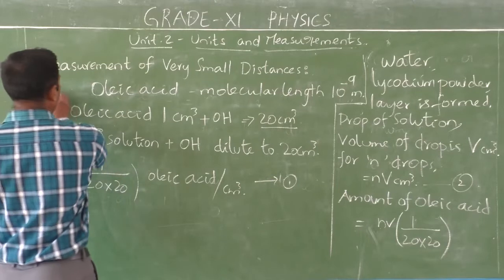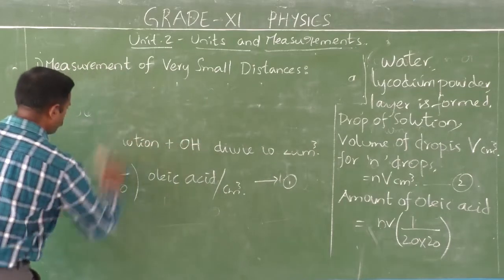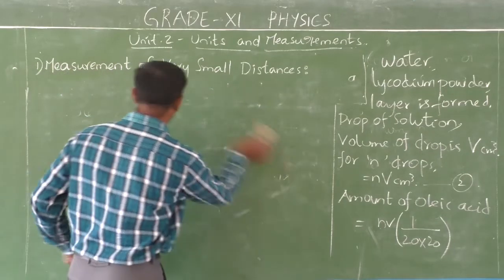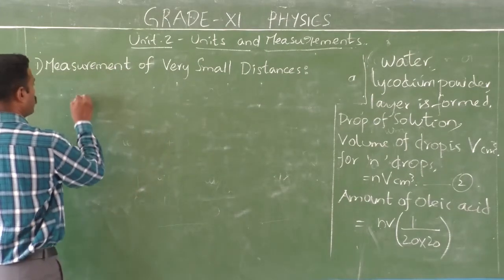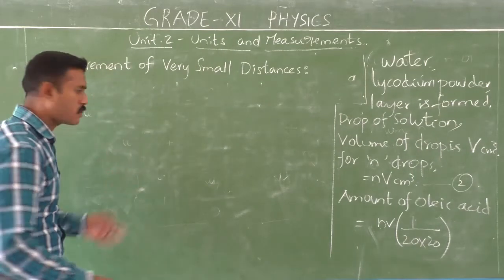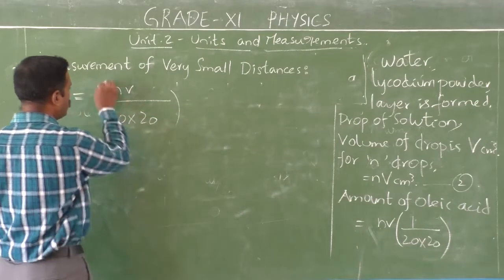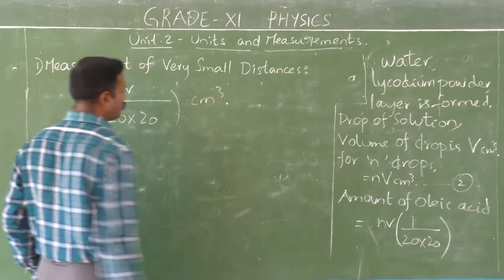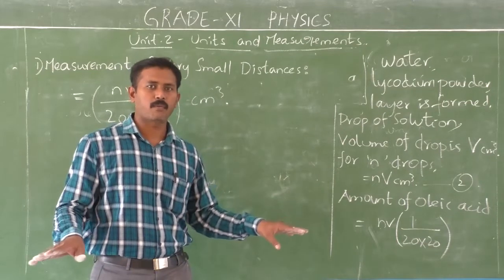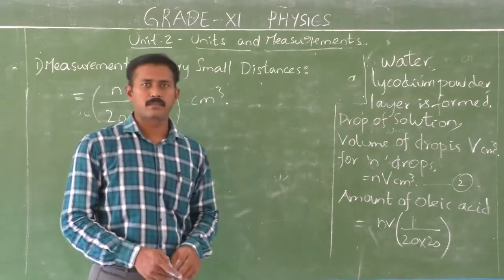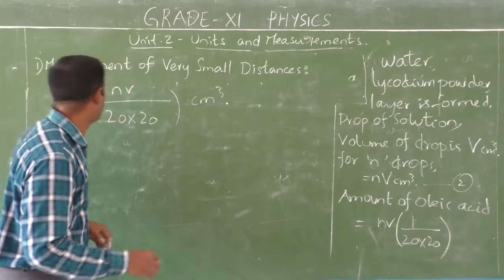Following that, I follow the previous equation, nV by 20 cross 20 centimeter cube. The folic acid layer is finally formed above the lycopodium powder surface. So we have to find the thickness of the folic acid.